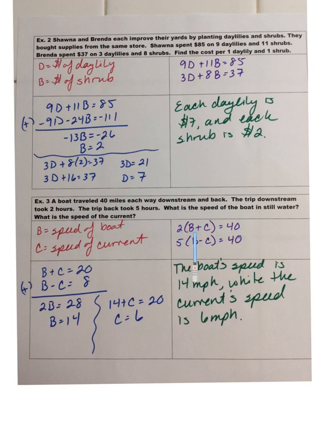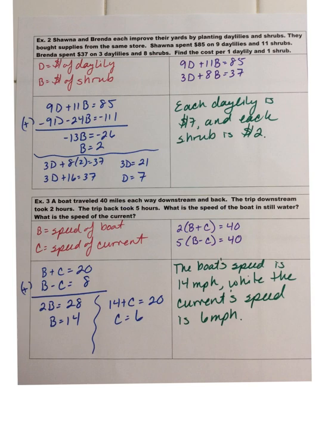So downstream we have B plus C times 2 equals the distance of 40. Upstream we have B minus C times 5 equals 40. And again, these are nicely set up for elimination. Instead of distributing, to make my numbers a little smaller, I'm just going to divide both sides by 2 and divide both sides by 5. That way I get B plus C equals 20 and B minus C equals 8.